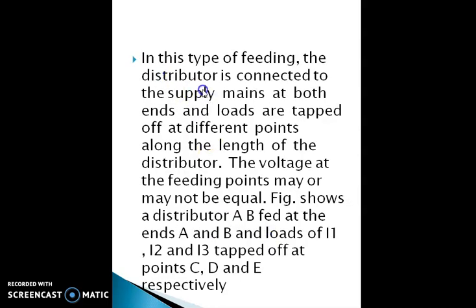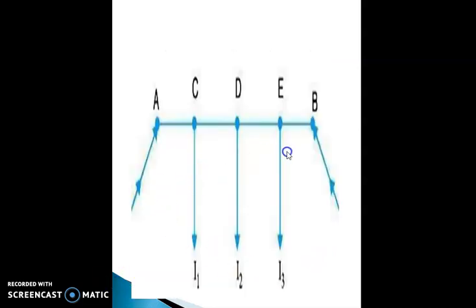In this type of feeding, the distributor is connected to the supply mains at both ends, and loads are tapped off at different points along the length of the distributor. The voltage at the feeding points may or may not be equal. The figure shows the distributor AB fed at ends A and B, and the loads I1, I2, I3 tapped off at points C, D, E respectively. So this is the feeder AB, fed at point A and also fed at point B, with taps at points C, D, E. I1, I2, I3 are the currents.